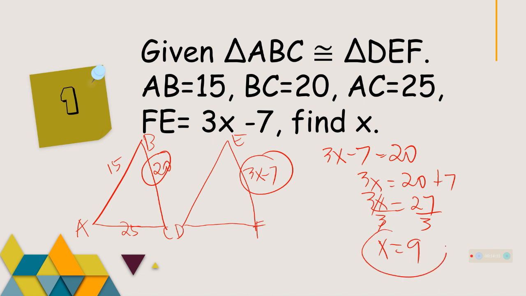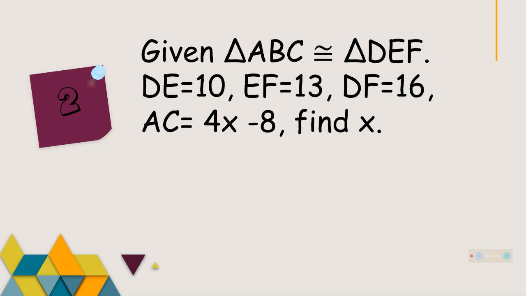Let us check if we have the correct value of x. Substitute 9 in place of x here. 3 times 9 is 27, minus 7 is equal to 20, which is the same with this value. Question? I hope you got it. Next, number 2. Again, using triangle ABC.